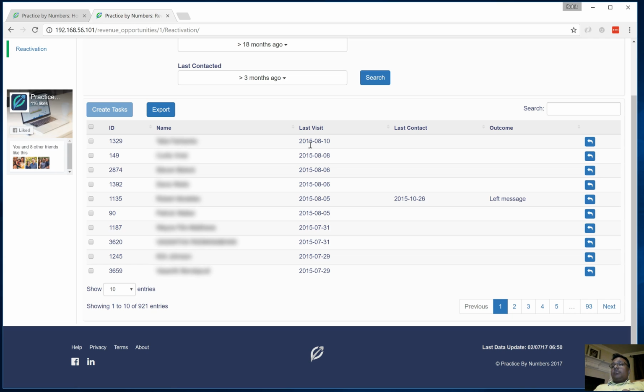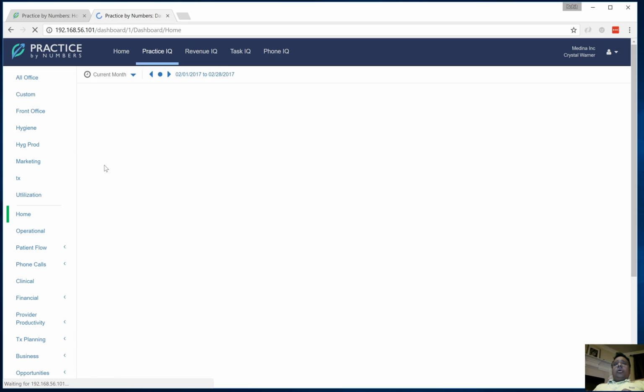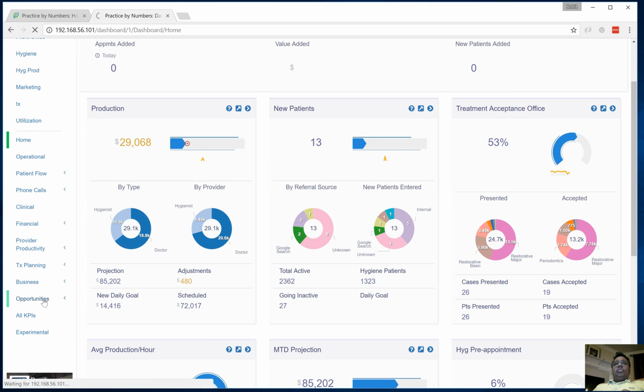calls are being made? First of all, of course, we track every single outgoing call if you have the phone IQ. But even if you don't have the phone IQ and you want to see how many calls were made, it's pretty straightforward. So let's take a look at that. At this point, we have that under the Practice IQ, but in the next few weeks, you will see that the outcomes of all these calls will be listed right under Revenue IQ. But for now, let's go into Practice IQ, and I'm going to go into this particular practice, their opportunities.